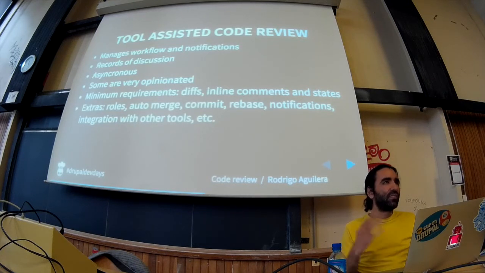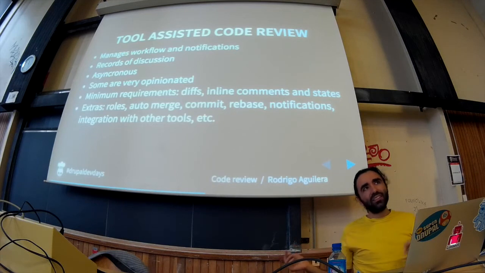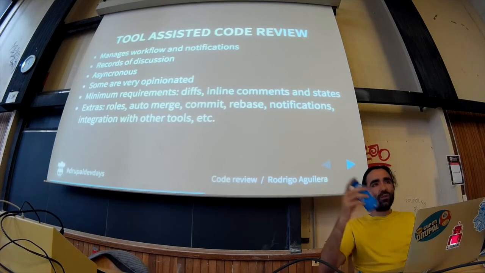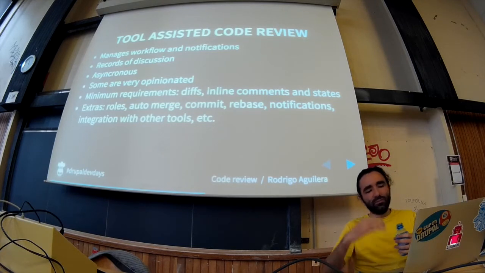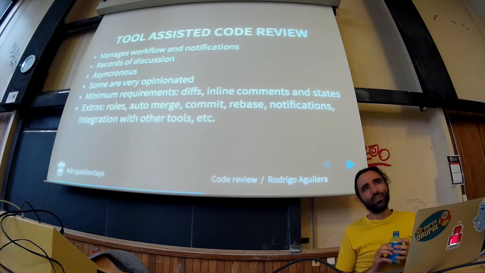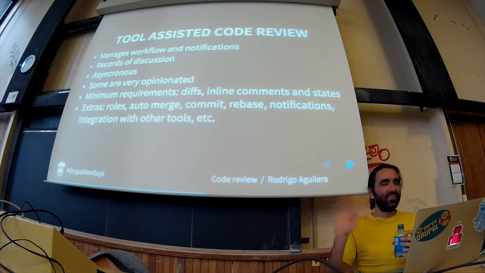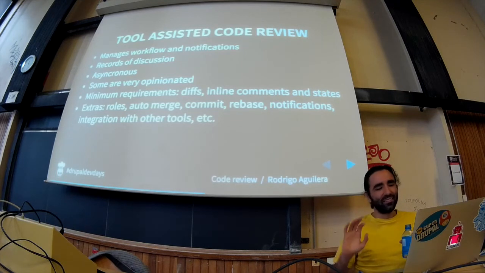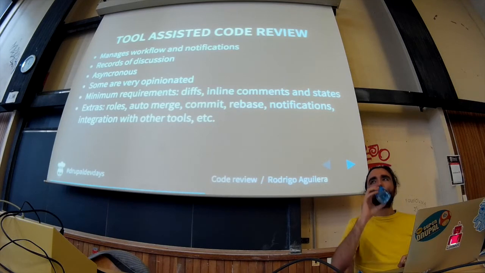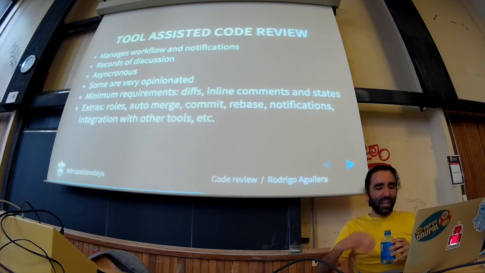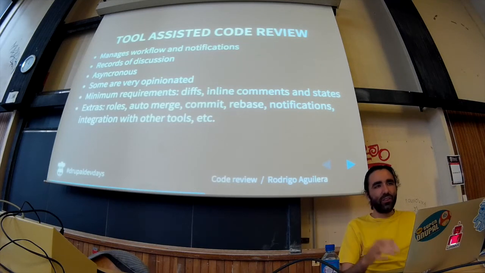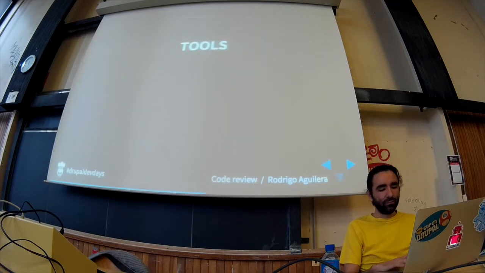If you have strict policies about roles, then your tool can do auto-merge in the repository, it can do the commits, it can rebase them. Maybe notifications. Well, notifications are kind of needed, because the review tool might get forgotten and no one is going to review code, so it's great when you have notifications. And integration with other tools like CodeSniffer, things like that.